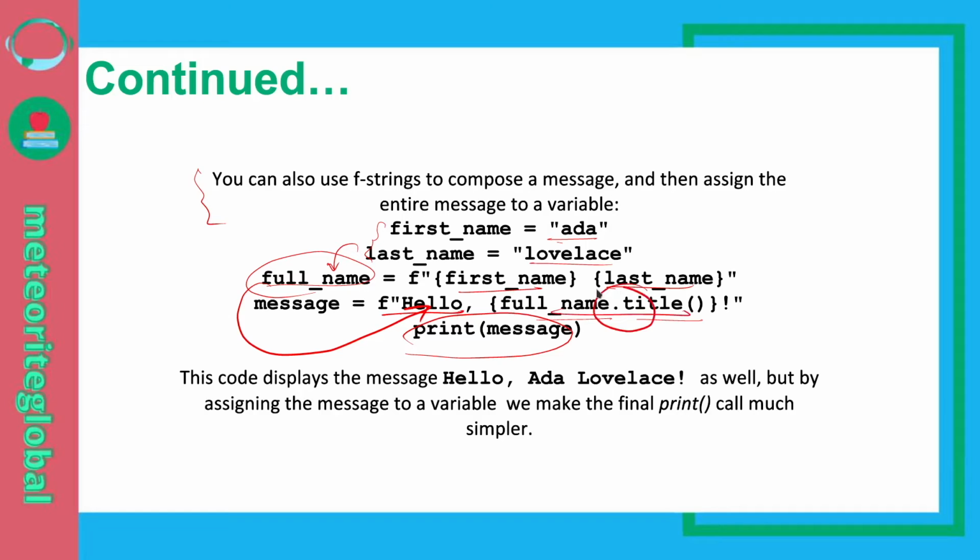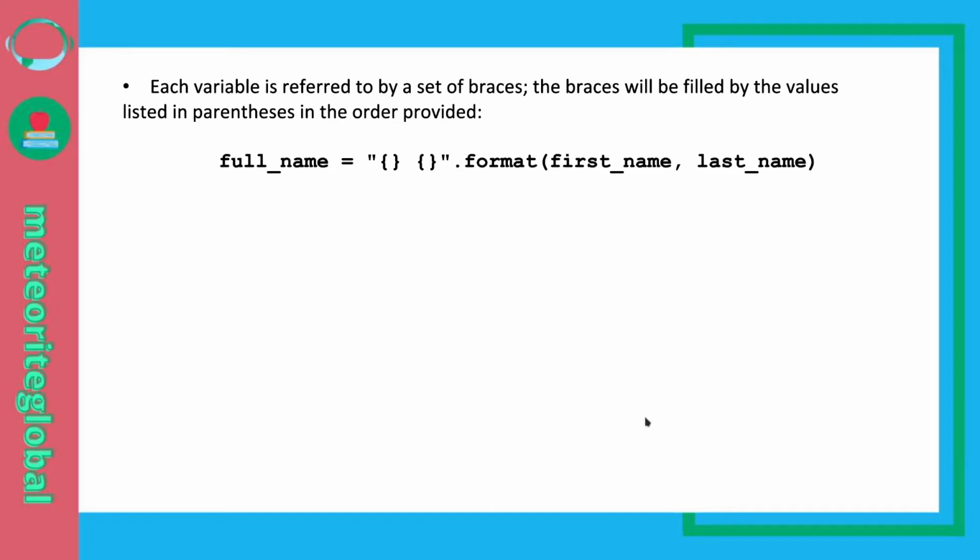And when I use title here, that means the A from Ada and the L from Lovelace are going to get capitalized due to this. So that is what happens when you make the final print call. Nothing much, it's pretty simple, it's pretty straightforward.